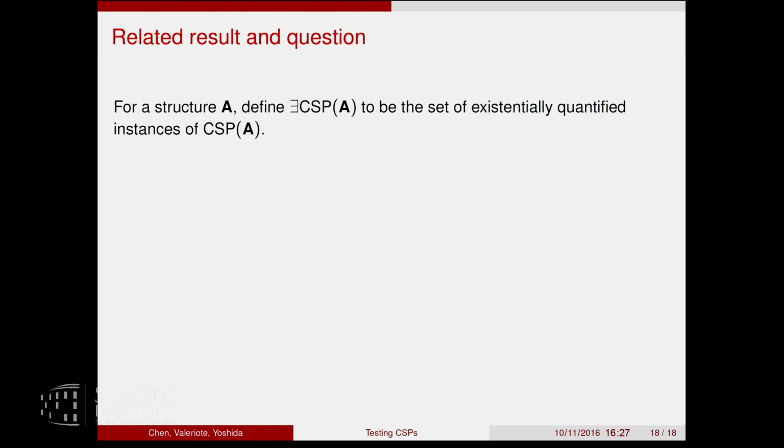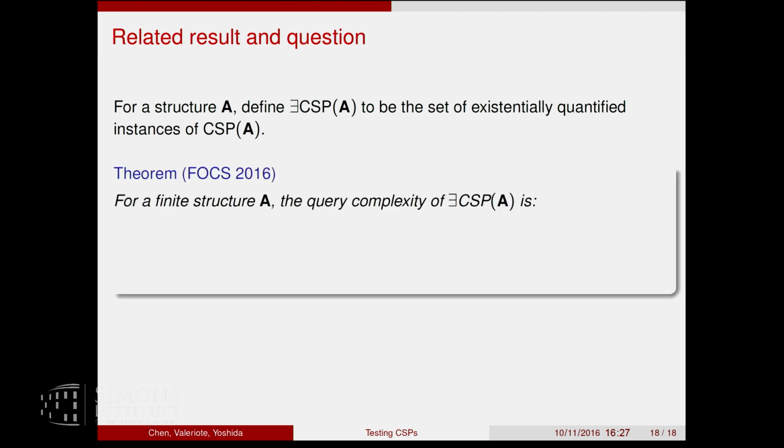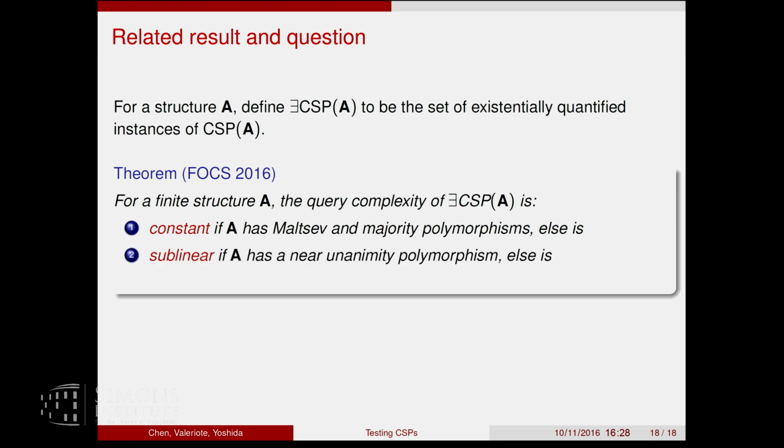We could extend this to the situation where we allow existential quantifiers. This is a richer class of problems to consider. And again, in the same paper, we get a trichotomy that looks like the result I just dealt with. If we have both of these nice polymorphisms, there's a constant query tester for this larger class of problems. Otherwise, it's not constant. We have this middle ground where there's a sublinear tester, and that's when we have one of these near unanimity polymorphisms. And otherwise, we get to the linear case.